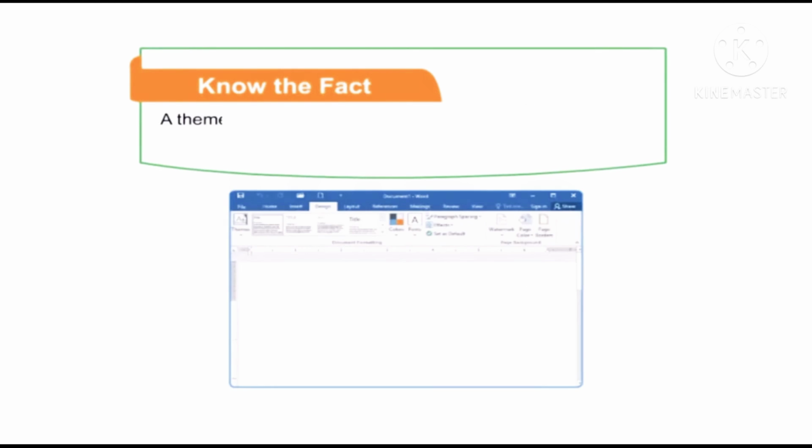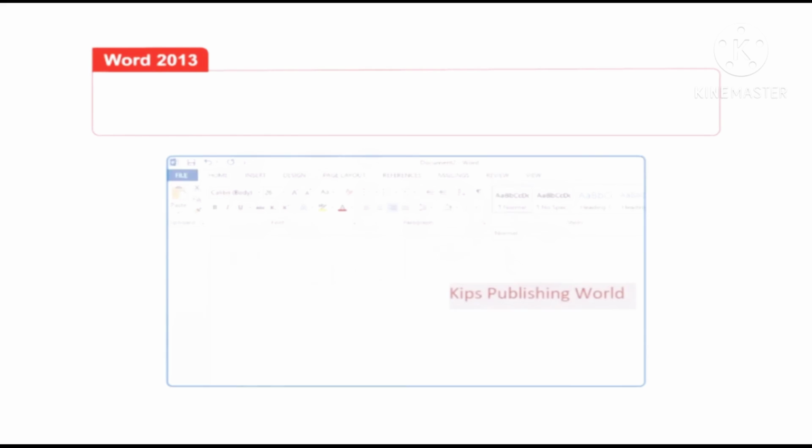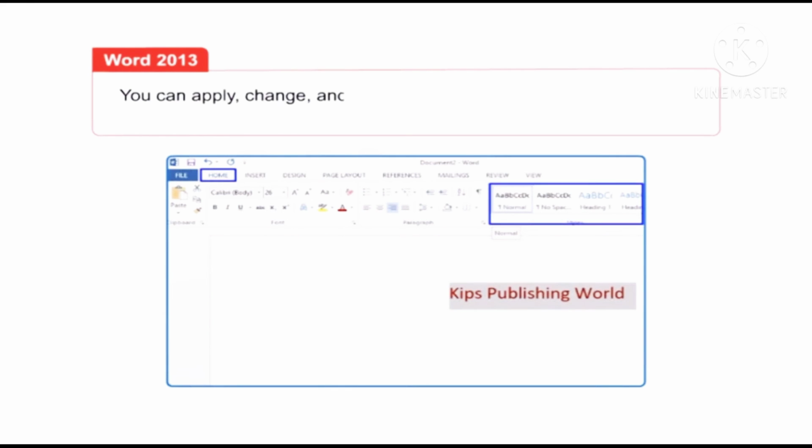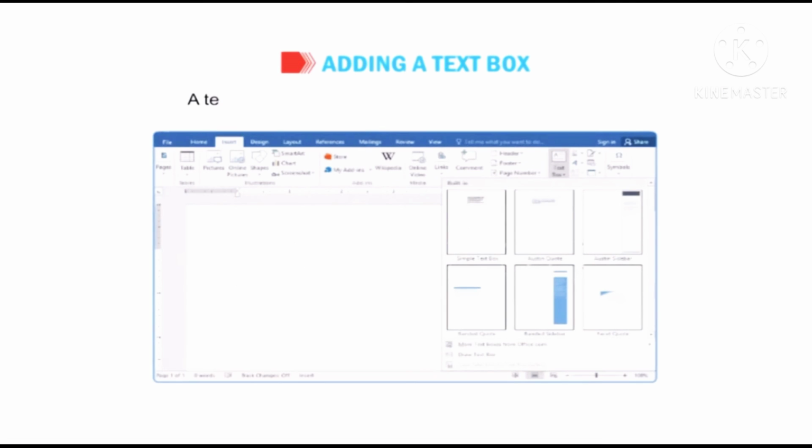Know the fact. A theme is a set of formatting choices that can be applied to the entire document, including theme colors, fonts, etc. And you can apply, change, and create new styles in Word 2013 by using the Styles group on the Home tab. Adding a text box.